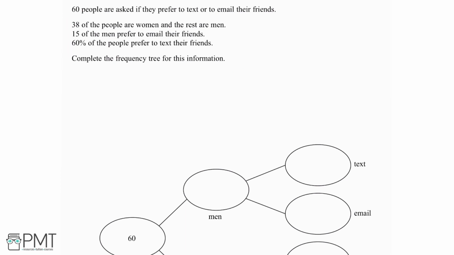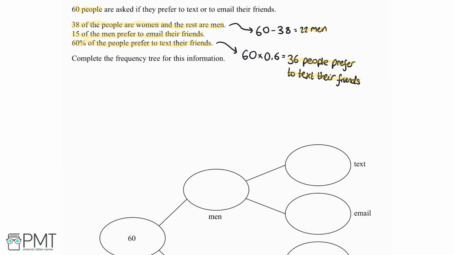Okay, let's unpack this a little bit more. 38 of the people are women, and the rest are men. Well, we know there are 60 people in total, so we can work out how many men there are. So if I do 60, I'm going to take away 38. That gives us 22 men. Now next, 60% of the people prefer to text their friends. So how many people is that? Well, in total, there are 60 people. And to get 60%, we need to multiply by 0.6. And that gives us 36. Great, so we've got all this information. Now let's complete the frequency tree.